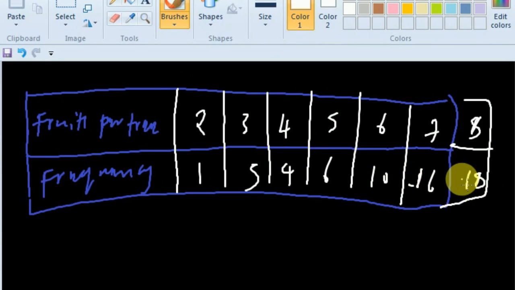From that question, we have been told to write down the cumulative frequency table from this information. We have fruits per tree, then we also have frequency. The frequency of 2 is 1, the frequency of 3 is 5, the frequency of 4 is 4, the frequency of 5 is 6, the frequency of 6 is 10, the frequency of 7 is 16, and the frequency of 8 is 18. To write down the cumulative frequency table, I'll write it in this form.